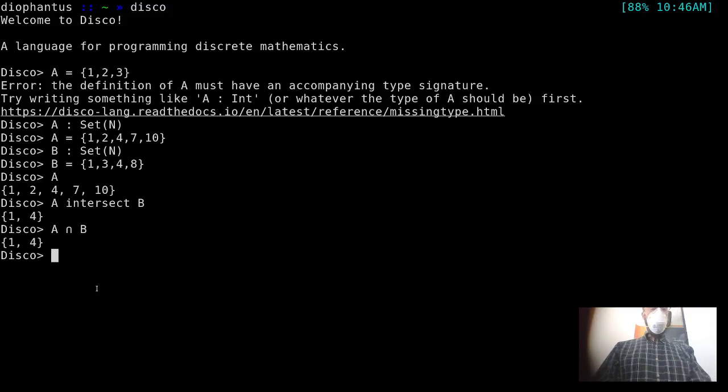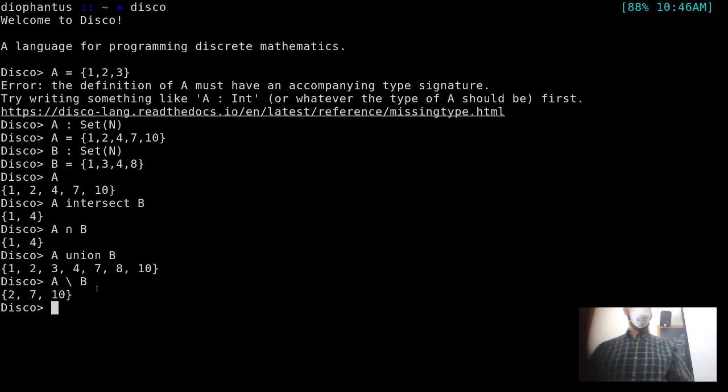Of course, I can do union, so A union B, all that stuff. I can do difference with a backslash, right? So this is B subtracted from A. Just get 2, 7, 10.